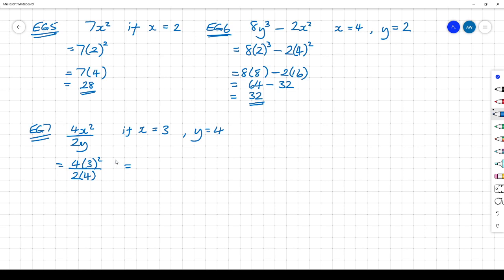4 times 3 squared. Well, I need to do the 3 squared first. So that's 9. All over 2 times 4, that's 8. And that is 36 over 8. You could leave it like that, or really we should be able to do this. How many 8s in 36? 4 8s are 32, with 4 left over, which is of course 4.5 when you simplify.